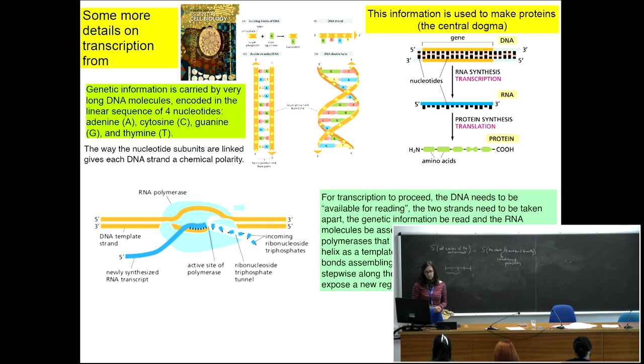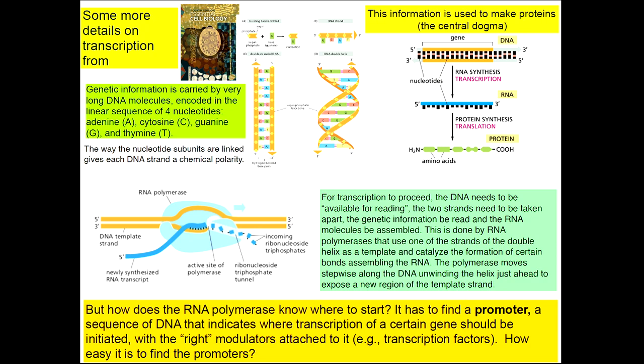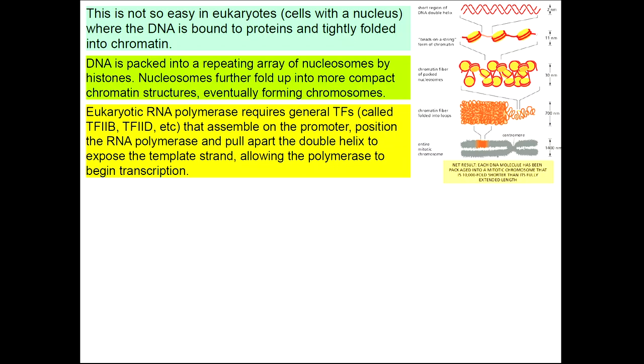Now, you have the polymerase, which I've already talked about, and so you have to bring apart the two strands and be able to read. And this is done by the polymerase, but in eukaryotes, there is a question here: where does this reading start? Well, it has to find something that is called the promoter, which is a sequence on the DNA where you have some accessory things that will indicate to the polymerase that it can start to read. But this is not so easy in cells with a nucleus, because DNA is packed, associated with a zillion proteins, and you have to unwrap a bunch of stuff to be able to read.